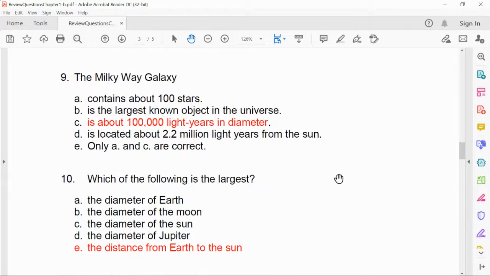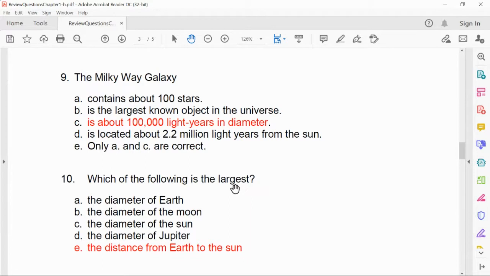The Milky Way Galaxy is about 100,000 light years in diameter. I told you that in some other writings you may find it as 120 because they look at thinner extensions and so on, but roughly speaking now it's accepted to be 100,000 light years in diameter.